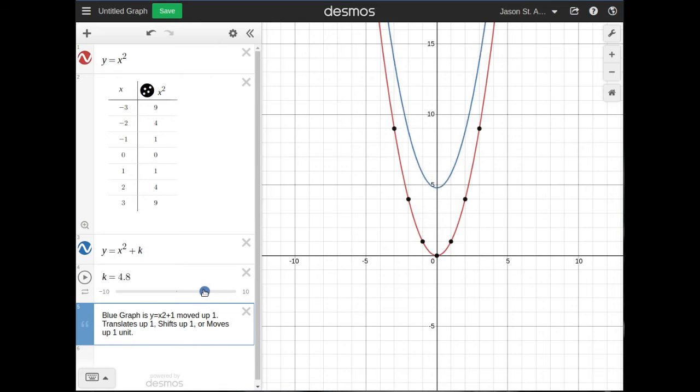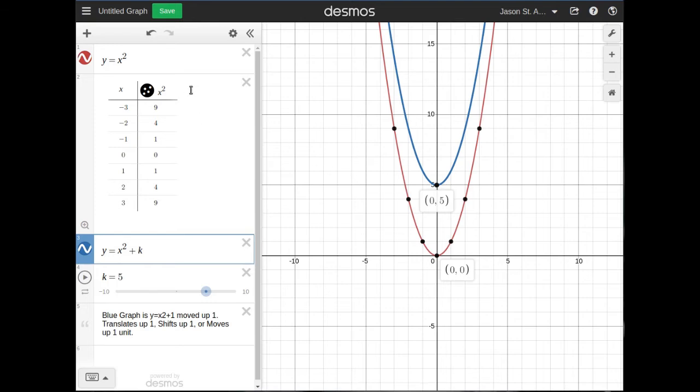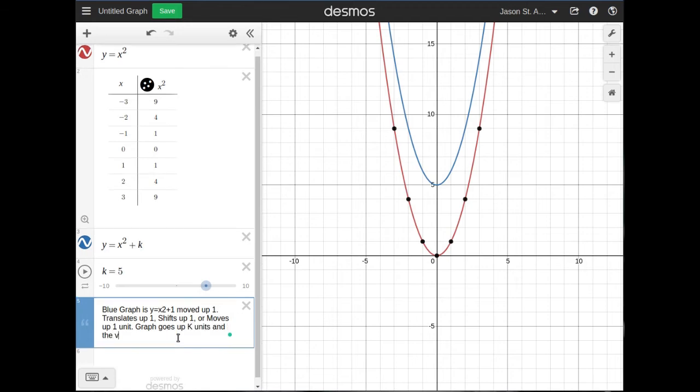So if k is 5, you'll notice that the graph's vertex, compared to the original graph, is at (0, 5). Huh, that's interesting. So the vertex of the first graph is always (0, 0), but the second graph is always (0, k). So the graph goes up k units, and the vertex is now (0, k).